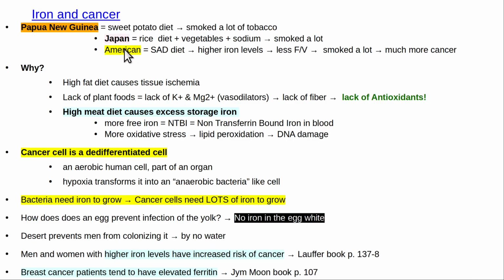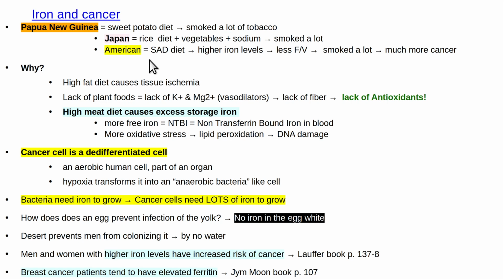Okay, a little bit more on cancer causation. Papua New Guinea, they ate 93% of their calories from sweet potatoes, and smoked a ton. Japanese ate lots of rice and vegetables. They also had a lot of salt. They smoked a ton. But guess what? The Americans, for example, had over 6 times more lung cancer than Papua New Guinea. And it's thought the reason was the high amounts of animal protein, the high amounts of fat and sat fat, and also the high amounts of iron from eating all that animal protein. That's why they got more than 6 times as much cancer as Papua New Guinea.